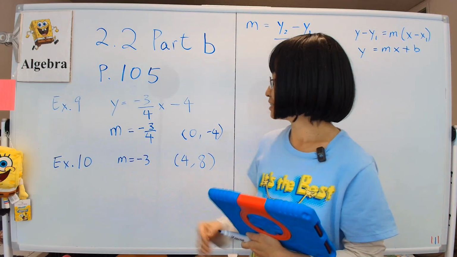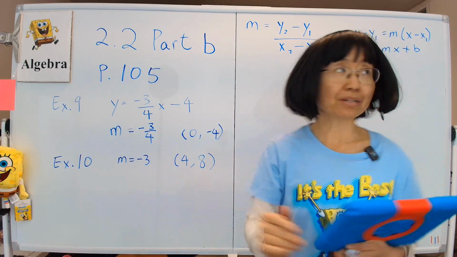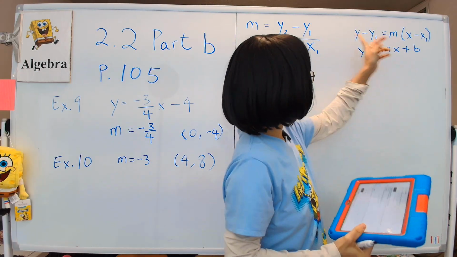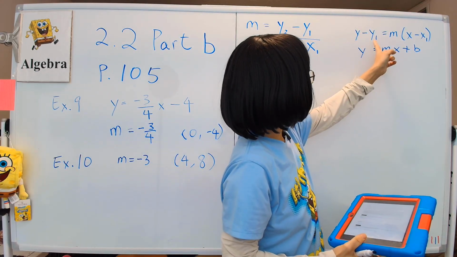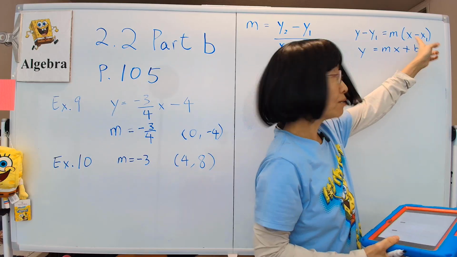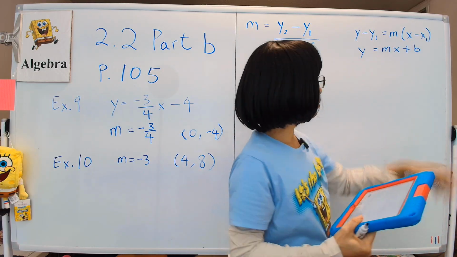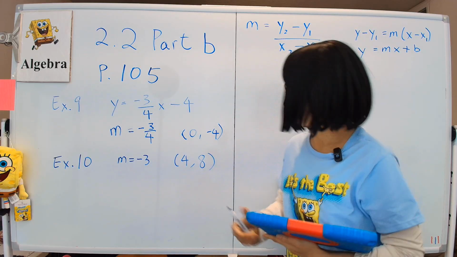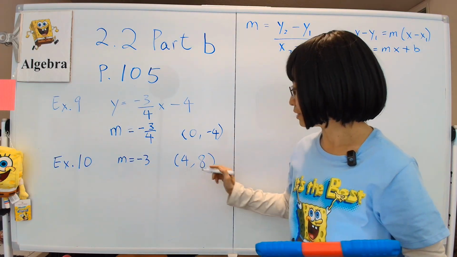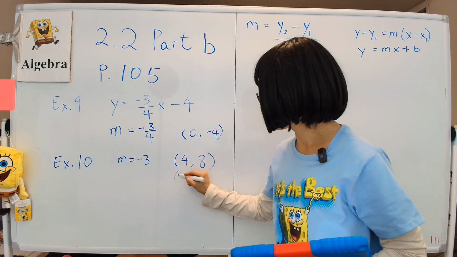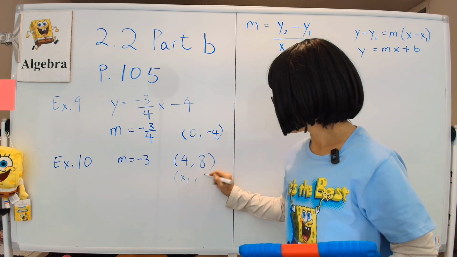But how are we going to do that? Well, we are going to use this equation right here. We remember y1 and x1 are numbers, whereas y and x are variables, and m is the slope. So we're going to plug everything in as is. Therefore, we'll set 4 and 8 to be x1, y1.